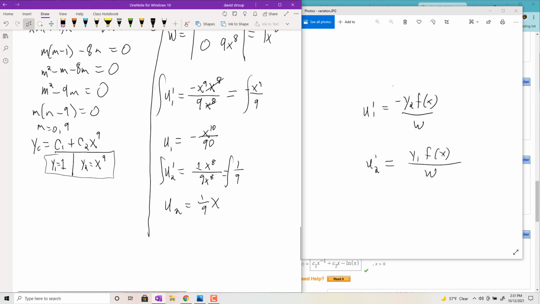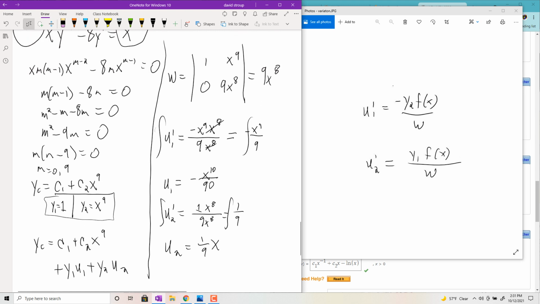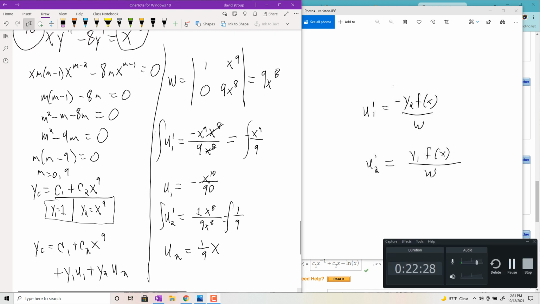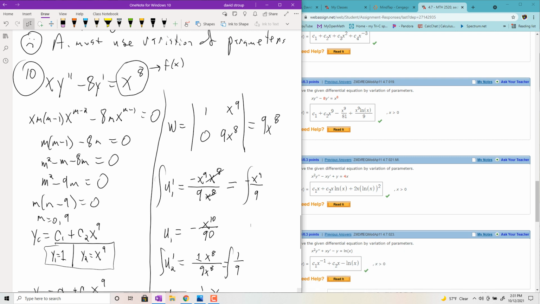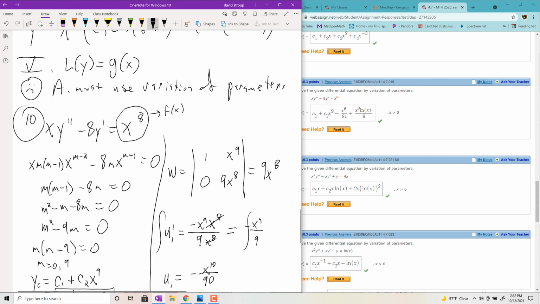Then for your solution, remember it's y1, y2, so it's y equals c1 plus c2 x to the 9th plus y1 u1 plus y2 u2. So you have to figure out y1 u1. y1 u1 is just negative x to the 10th over 90. For some reason, I think I made a mistake there. Let me pause the video, make sure. Oh yeah, so the problem, yeah. So f of x, I'm wrong. F of x is not x to the 8th. It's, oh, so that screws it up.